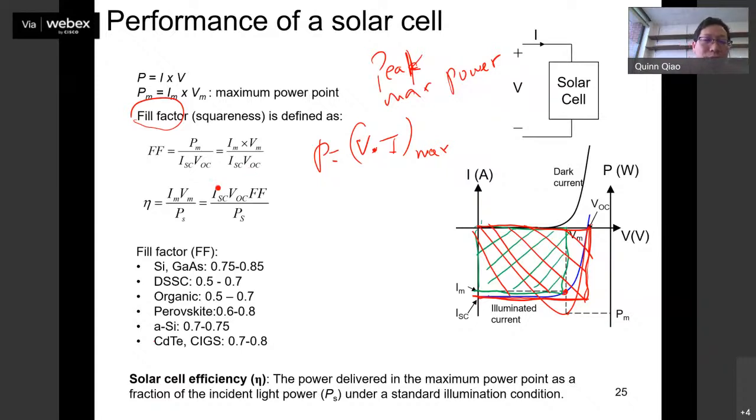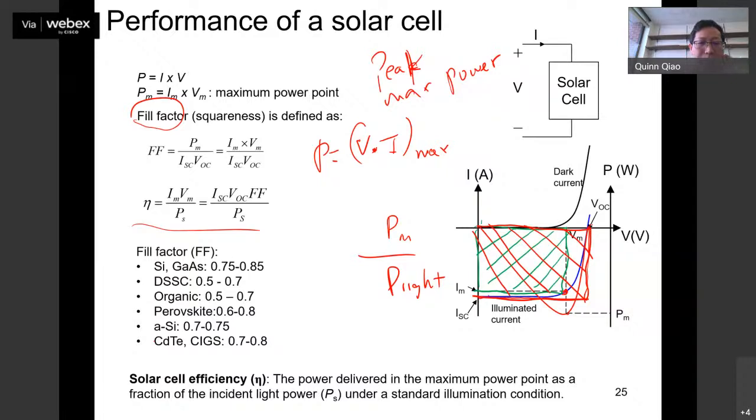Now, if you get efficiency, because the efficiency is what? PM over P light, right? PM over P light. See, P light means the sunlight. Okay, IM times VM is PM. Then you get this F, fill factor there. This equation you will use to calculate the efficiency. So now you know what is ISC, what is VOC, what is IM, what is VM, and what is the fill factor, and then you can calculate the efficiency of your solar panels.